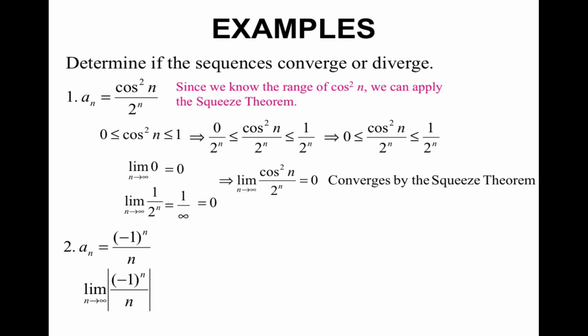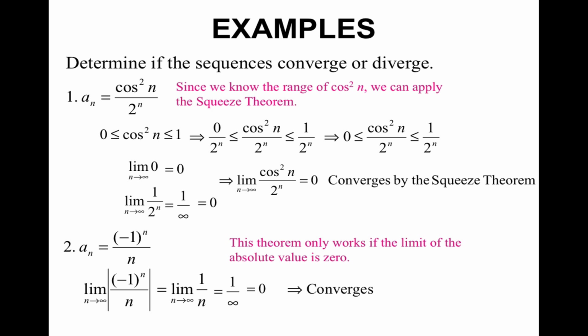So I'm going to take the absolute value of this sequence. When I do that, I'm going to just get 1 over n. And then when evaluating the limit, I'm going to get 0. So therefore, I can say that this sequence converges. And this theorem only works if the limit of the absolute value is 0. That's important. It has to be an absolute value of 0.